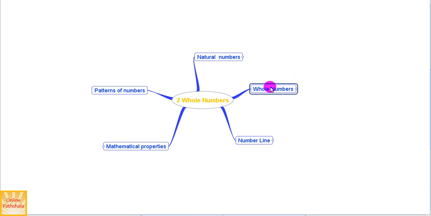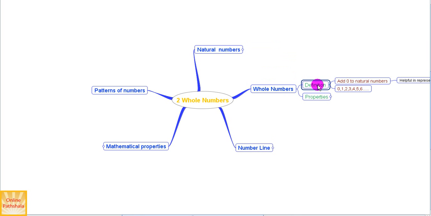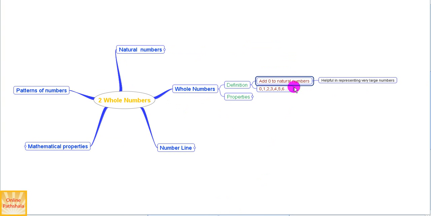Now let us see what we studied about the whole numbers. So first we go into the definition. When we add a 0 to natural numbers, then the set of numbers that we get are called whole numbers. The addition of 0 is very helpful in representing very large numbers.